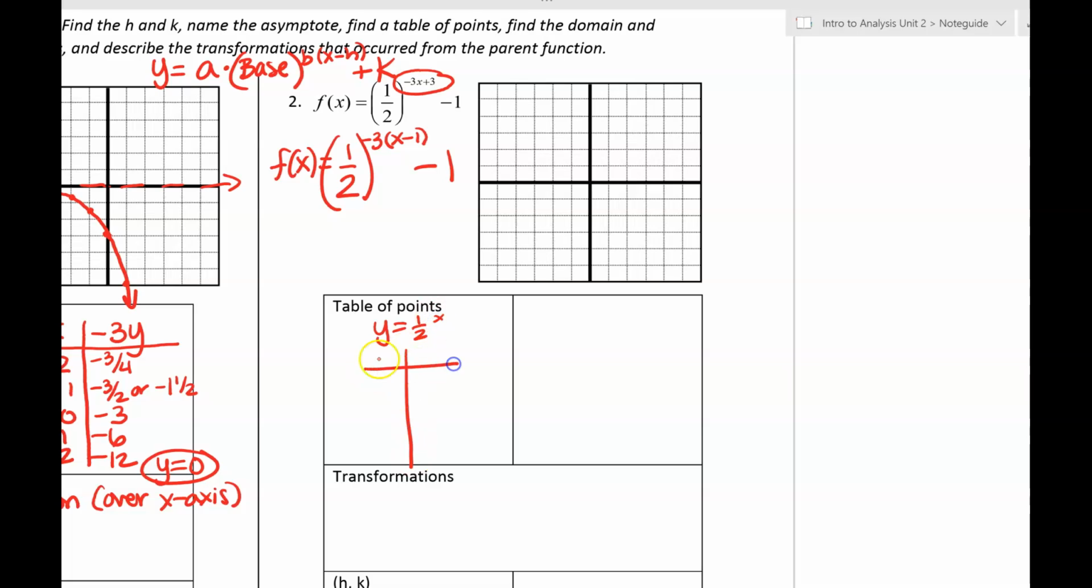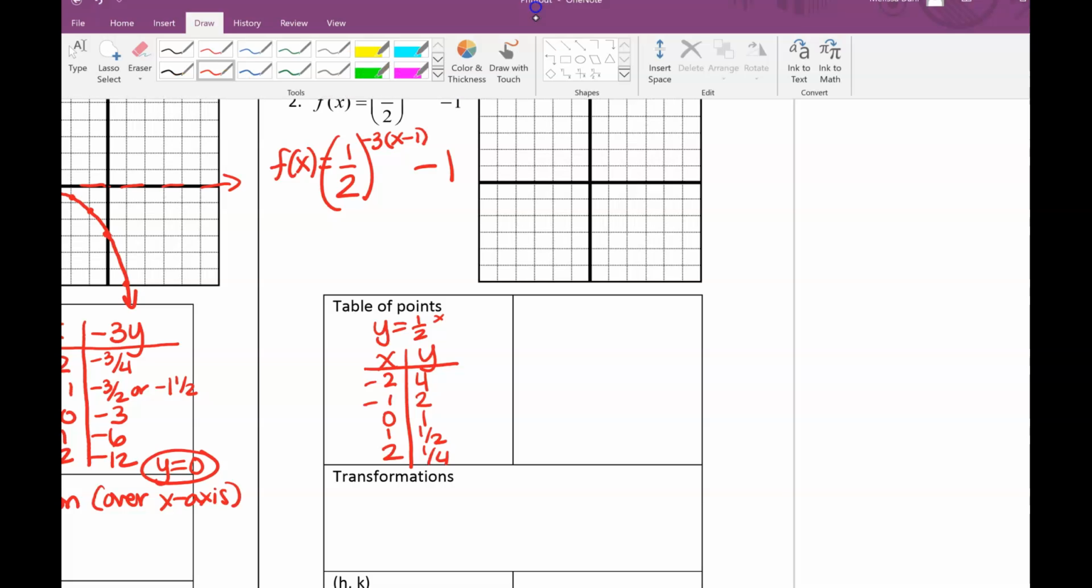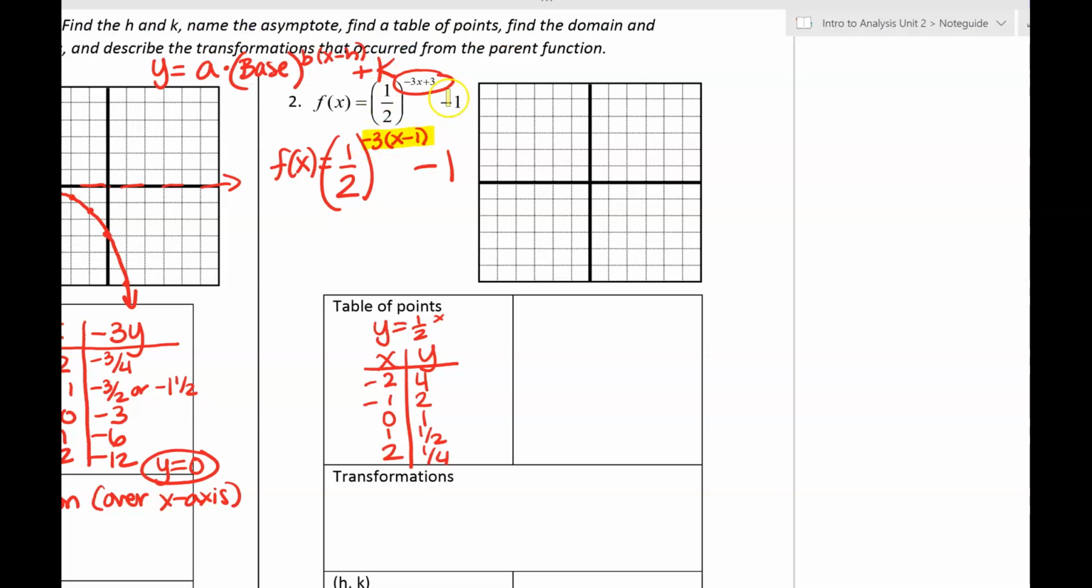1/2 is not a transformation. It is part of the parent function. And again, you have this one right up there. We've already created it, so I'm just using what I have from there. The transformations are these other values I see. So from my exponent here, I'm getting that I have a b and an h value. That b is -3 and h is 1. And then over here, I'm seeing that k is -1.